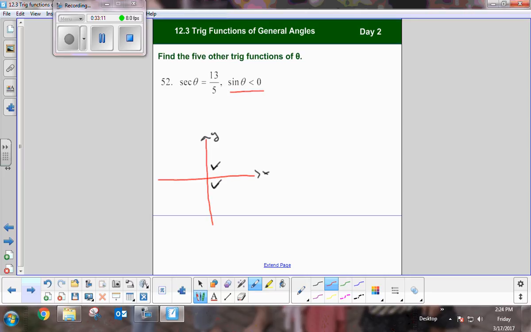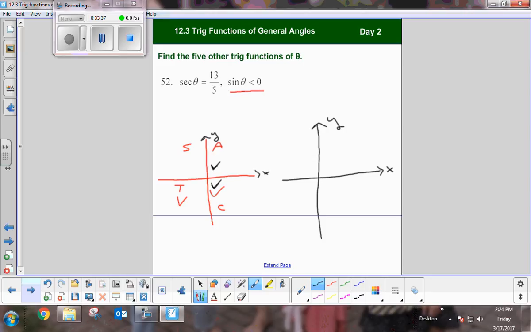Think, all students take calculus, right? All students take calculus, so where? Quadrants 3 and 4. What is the only quadrant that meets both conditions? Quadrant 4, right? Quadrant 4 is the only quadrant that meets both conditions. So I'm going to only work in quadrant 4.